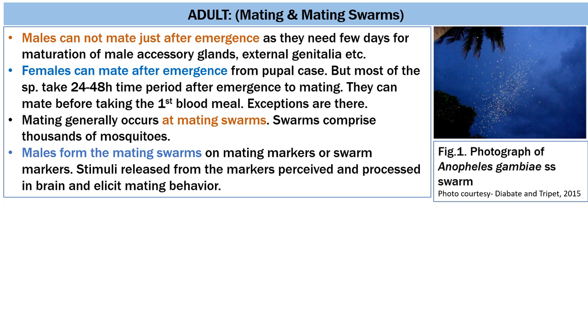Mating generally occurs at mating swarms, and swarms comprise thousands of mosquitoes. In figure 1, you can see an image of Anopheles gambiae mosquito swarms. The little white dots against the blue sky are the male mosquito swarms. Males form the mating swarms on mating markers or swarm markers, and stimuli released from the markers are perceived and processed in the brain and elicit mating behavior.